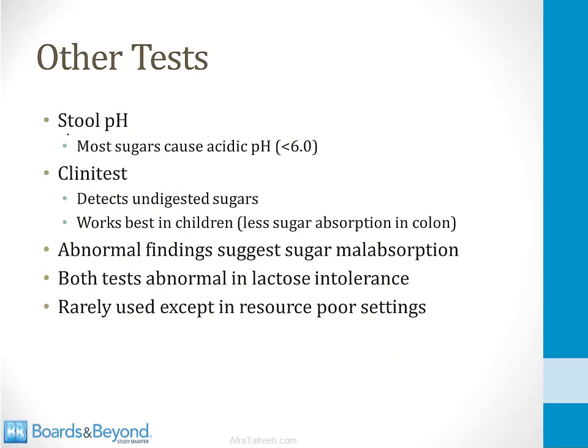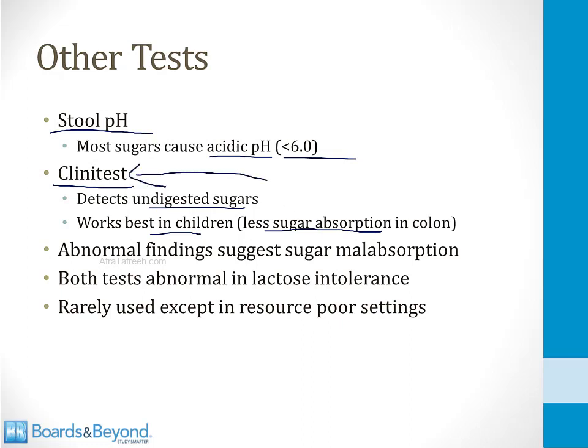Other tests that are sometimes used are measurement of a stool pH. Most sugars cause the stool pH to become slightly acidic and less than 6. There's another test called the Clinitest, which detects undigested sugars. This is best used in children who have less sugar absorption in the colon, so sugars that are not absorbed in their small intestine may pass all the way out into the stool and register as a positive Clinitest. Abnormal findings on either of these tests suggest carbohydrate malabsorption.